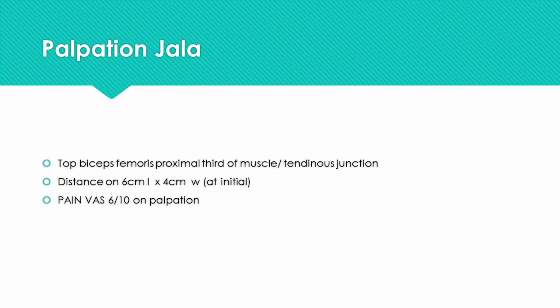So palpation for Jala. She was tender on palpation, proximal third of biceps femoris, close to the musculotendinous junction. The distance was 6 centimetres in length by 4 centimetres wide initially, and it was 6 out of 10 on palpation. So you're probably thinking that maybe biceps femoris is the one involved, answering your question from before. In saying that, sometimes you will have tenderness on palpation of the other hamstring muscles, but it'll be distinctly different in terms of the VAS of the muscle that is injured. So if you are finding more than one muscle is tender on palpation, ask them, is this the same pain? And make sure you use that VAS scale or whatever scale you normally use, so that you can differentiate them.